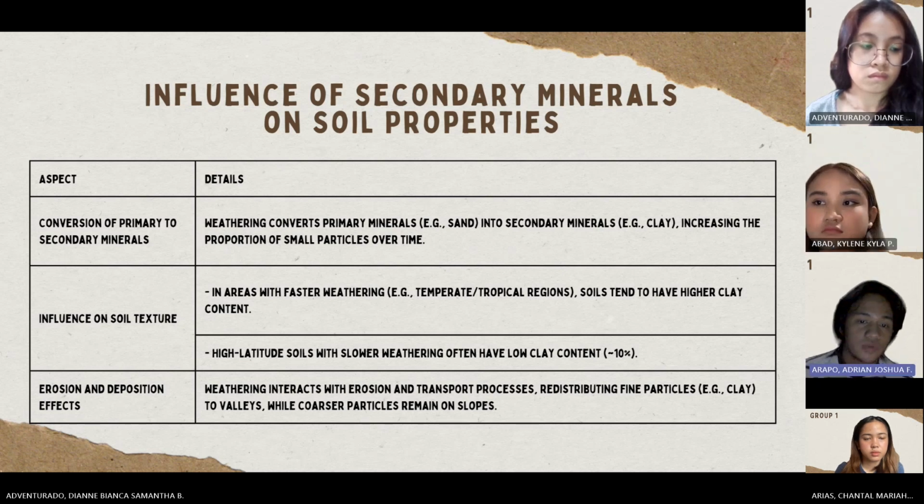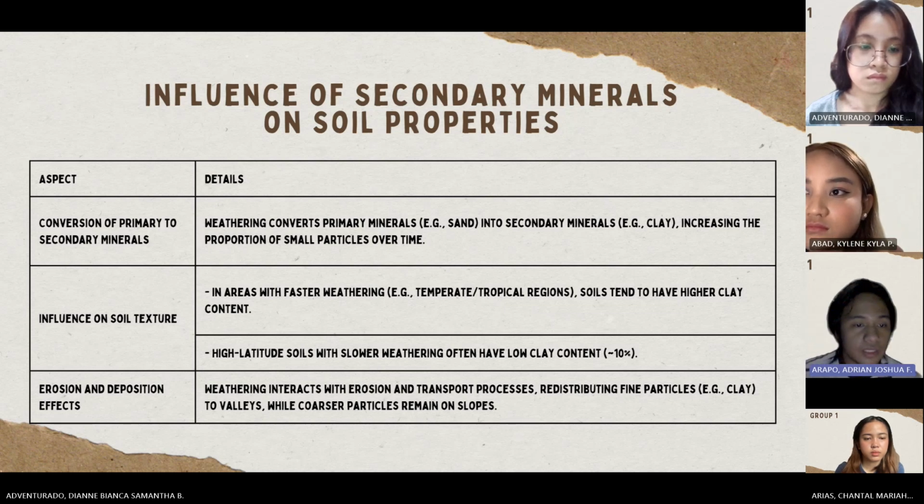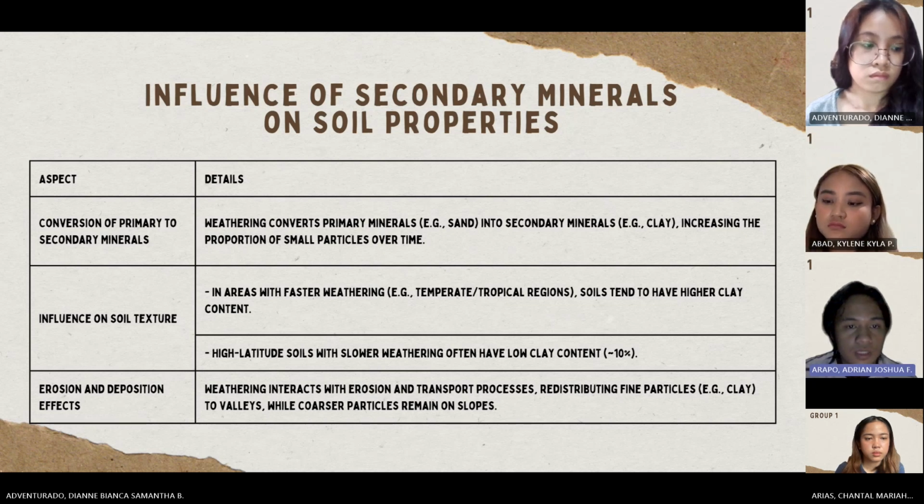In areas with faster weathering, temperate and low tropical regions, soils tend to have higher clay content, since in faster weathering, more clay is produced. And so, like what I said earlier, clay is produced when the insoluble products of some rocks are clumped together to form the clay. High latitude soils with slower weathering often have low clay content.